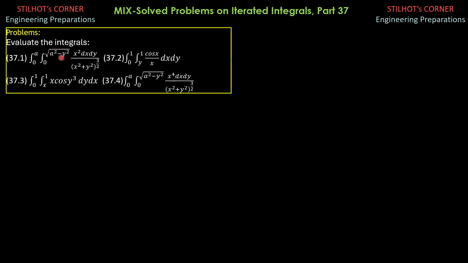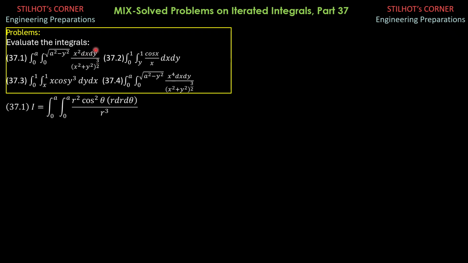So x squared equals a squared minus y squared, or x squared plus y squared equals a squared, which is a circle in the first quadrant of radius a. So the limits for the radius would be 0 to a, and therefore the angle theta would be 0 to pi over 2. So this is the original integral. Then we replace x squared with r squared cosine squared theta in polar coordinates.